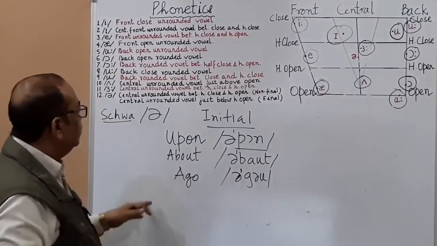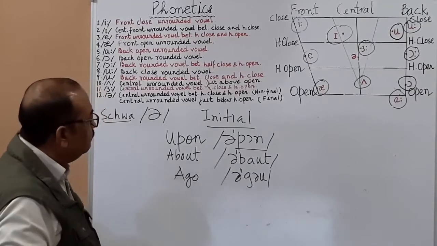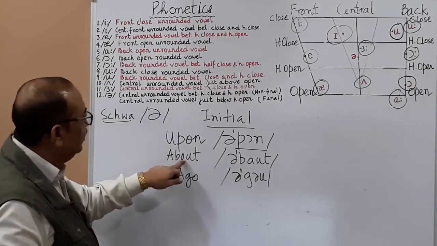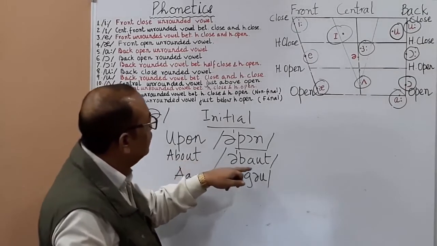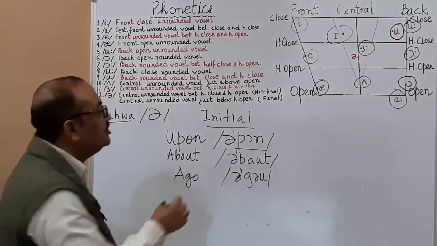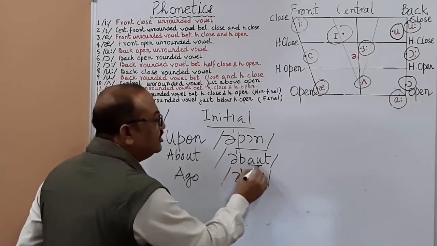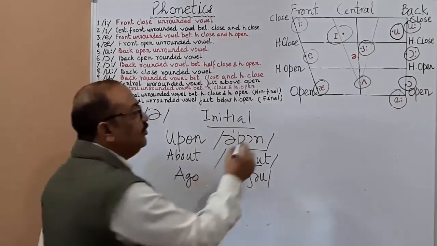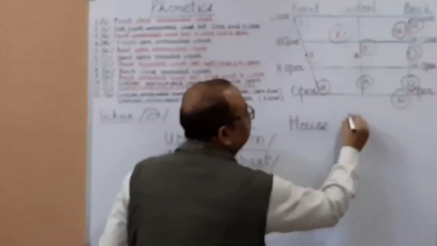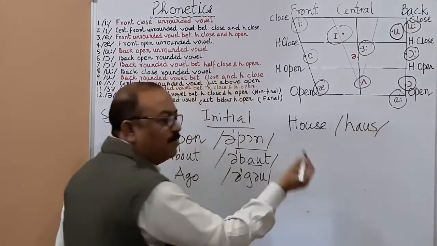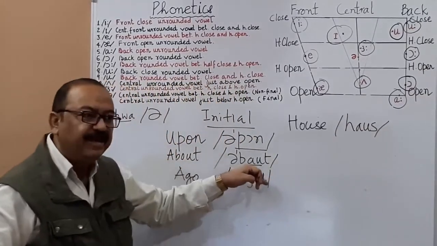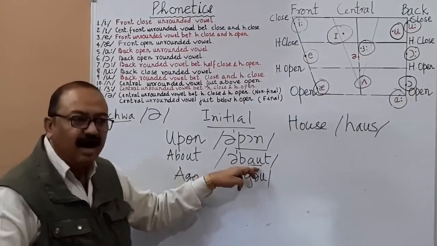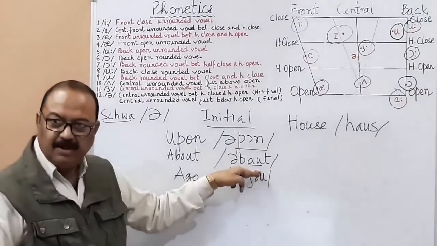Upon, about, yes. Tell me. Sir, in about, will the other symbol come instead? No, this is fine. This is a diphthong. I don't discuss diphthongs, so that's why you don't know. You have this in words like house or mouse. This is A-U, together it gives you a diphthong, and this is our sound, about.